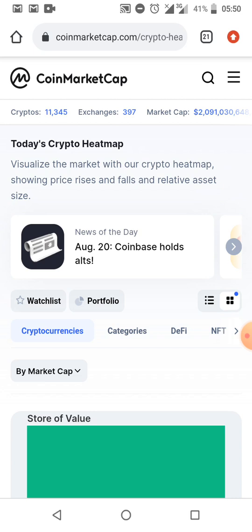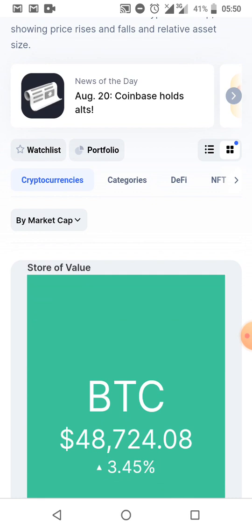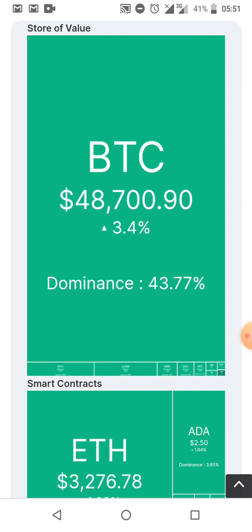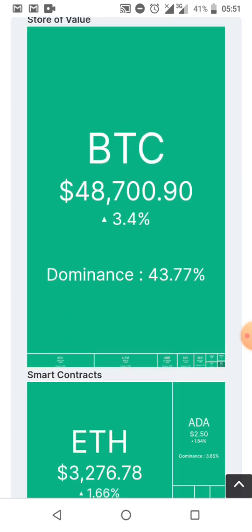So for the heat map, by the end of this video, you should know what a heat map means and all you need to know about the value of this heat map and the pegs around it. So we're live, seeing the live heat map on CoinMarketCap now. This is for store of value. You can see that the price is fluctuating.